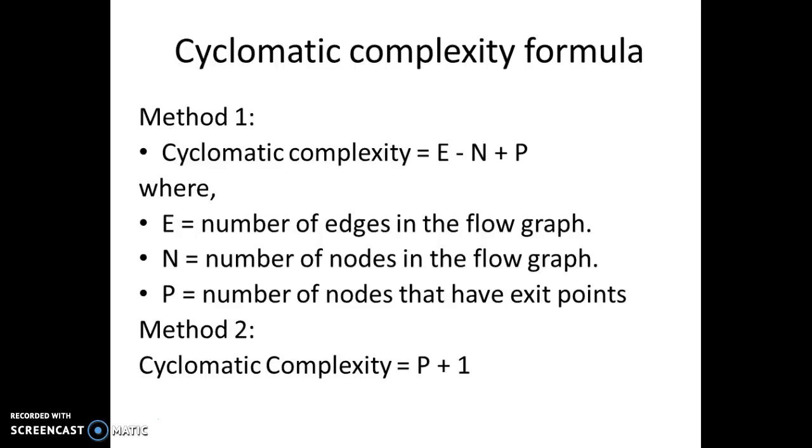To calculate cyclomatic complexity, we should know the formula for calculation. Cyclomatic complexity formula, Method 1: cyclomatic complexity is equal to E minus N plus P, where E stands for number of edges in the flow graph, N stands for number of nodes in the flow graph, and P stands for number of nodes that have exit point. We also have method number 2: cyclomatic complexity is equal to P plus 1, so number of predicates plus 1.